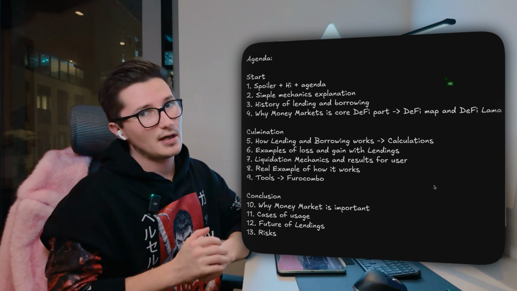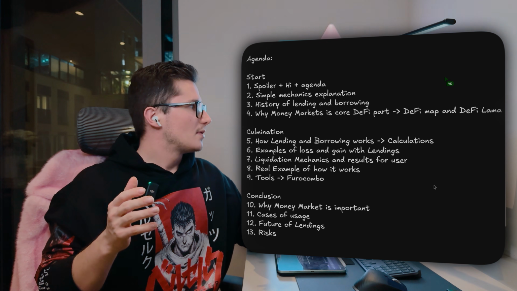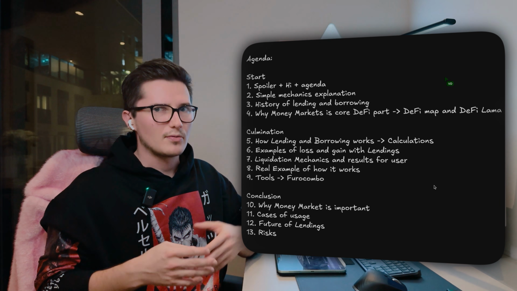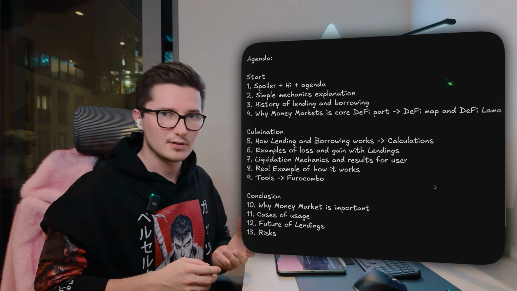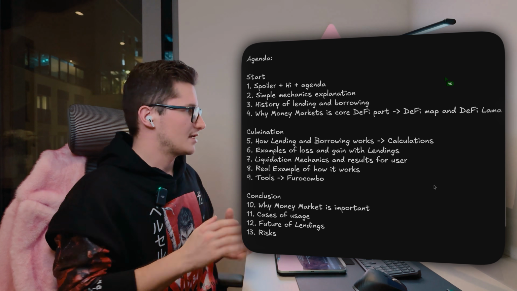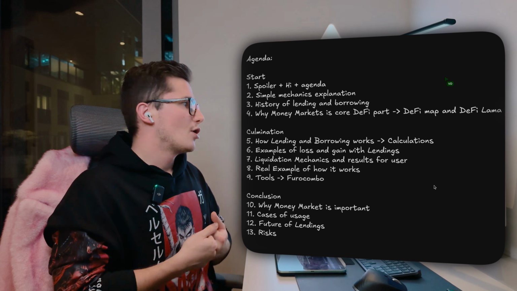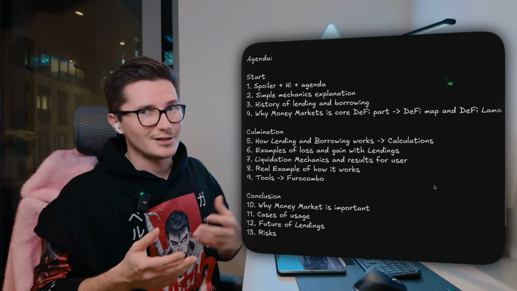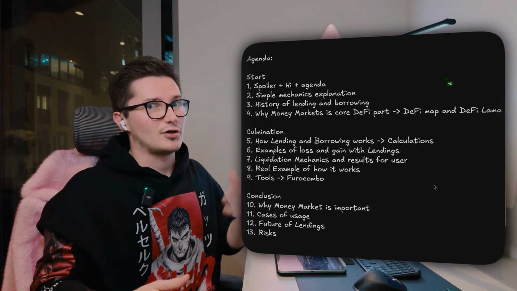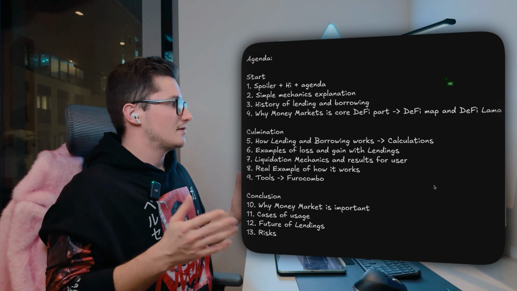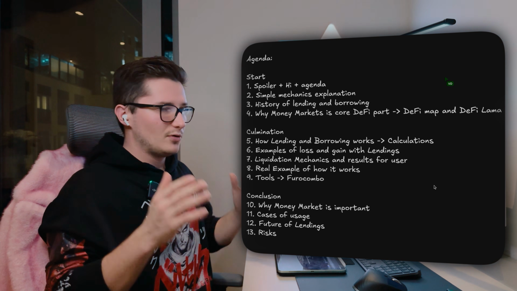I have an agenda for you, and we will talk about the mechanics, how it works. We will talk about the calculations. We will go as deep as possible to understand how liquidations work and all of the things actually. We'll talk about the history of lending and borrowing. We will see examples of how you can use lending in your real life to buy a car, or if you want to do leverage, long or short in DeFi. So today is going to be a full deep explanation about the lending protocols.